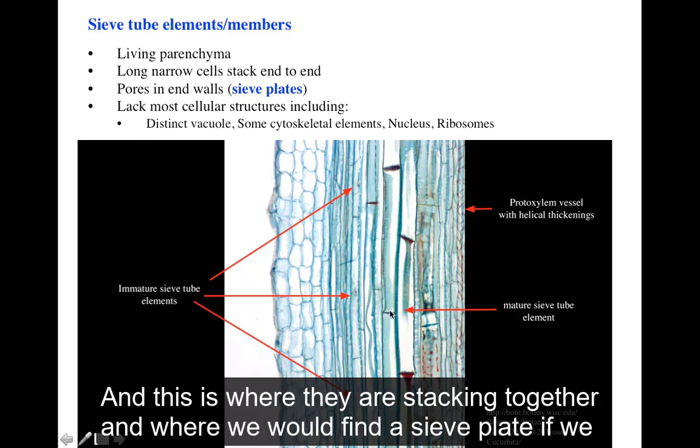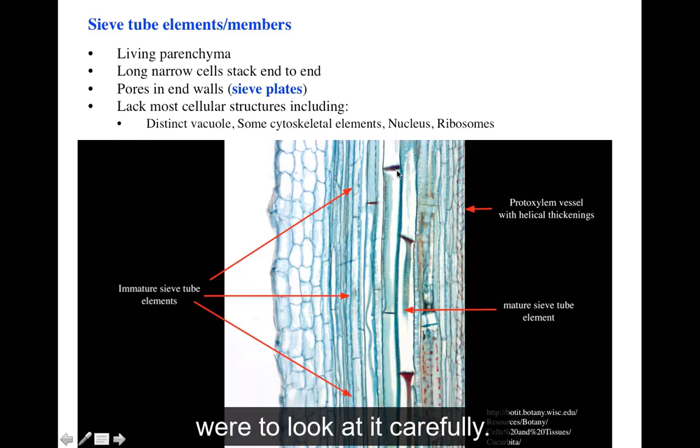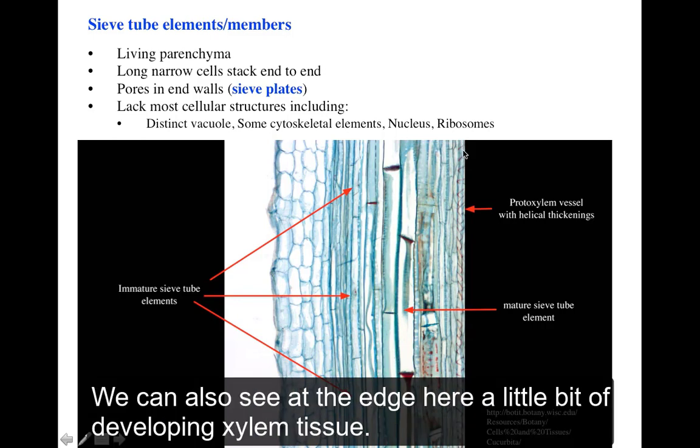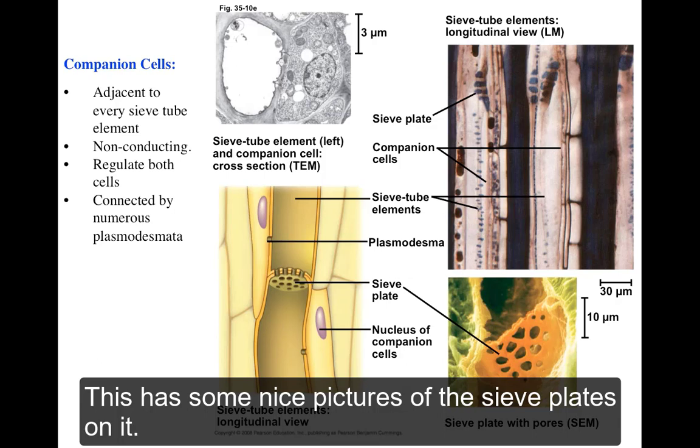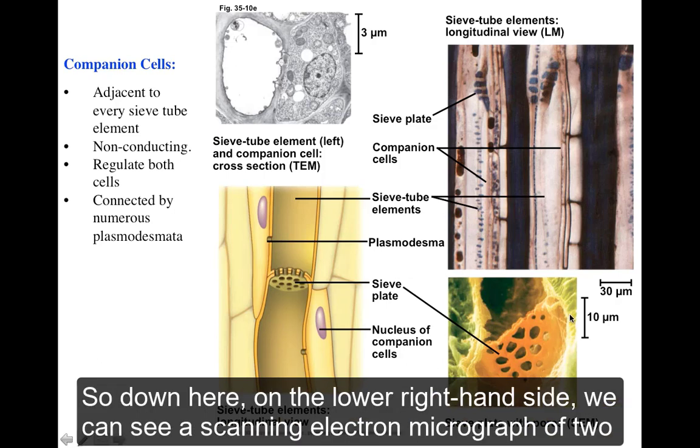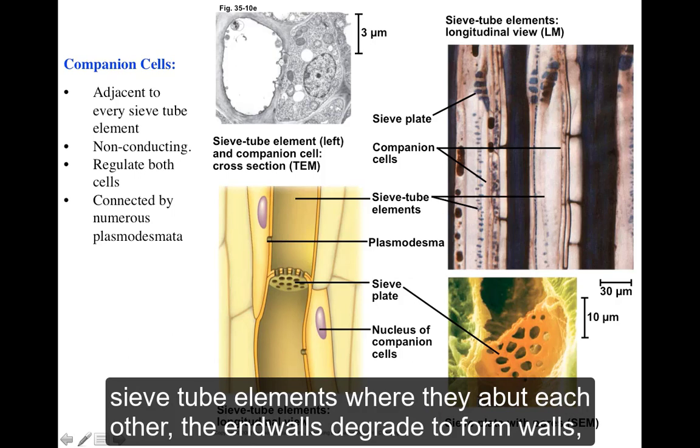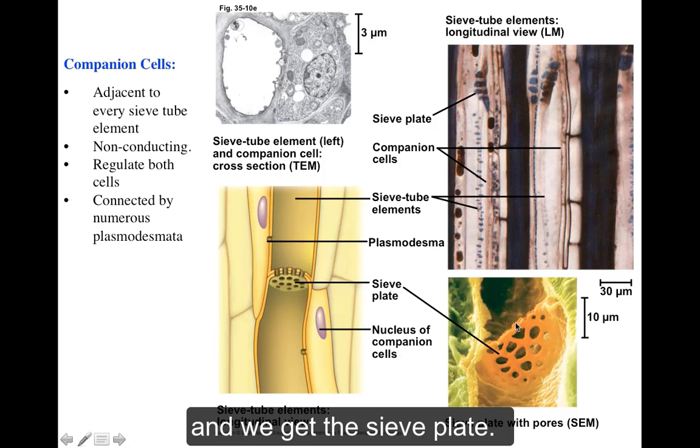And this is where they're stacking together and where we would find the sieve plate if we were to look at it carefully. We can also see at the edge here a little bit of developing xylem tissue. This has some nice pictures of the sieve plates on it. So down here on the lower right-hand side, we can see a scanning electron micrograph of 2 sieve tube elements where they abut each other. The end walls degrade to form holes, and we get the sieve plate.